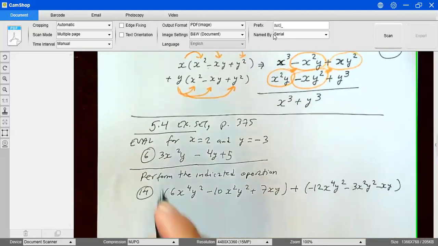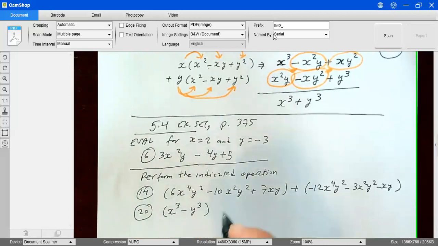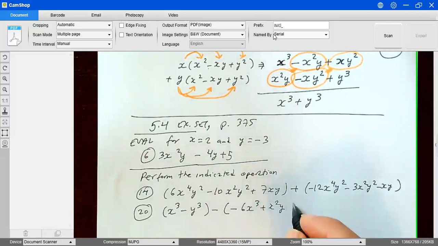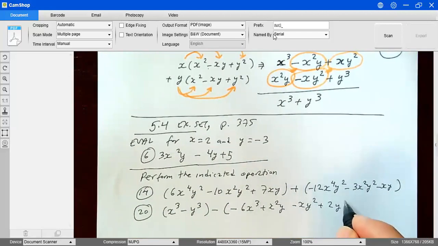Then we have problem 20. Problem 20 is now a subtraction. So you have x cubed minus y cubed. That's the first polynomial. Then the second one is going to be -6 x cubed plus x squared y minus xy squared plus 2y cubed. So this is a subtraction.